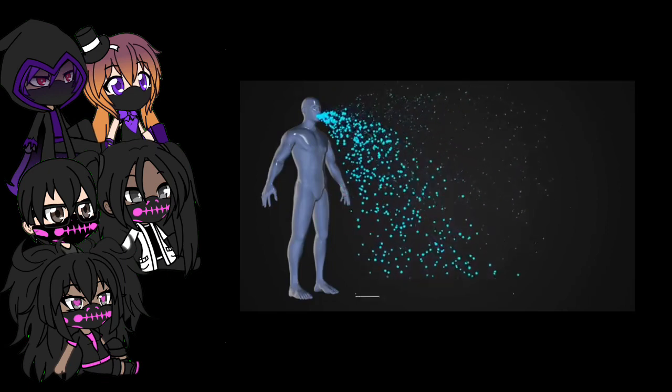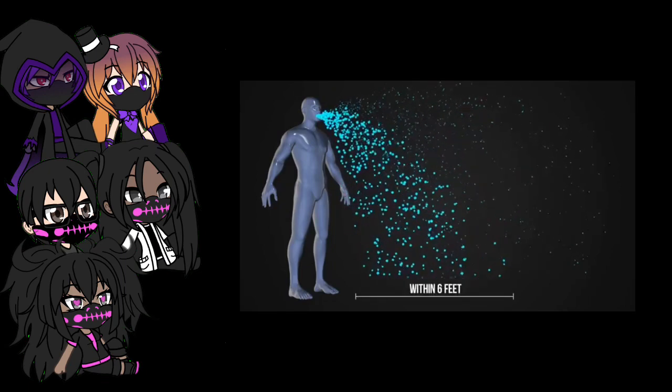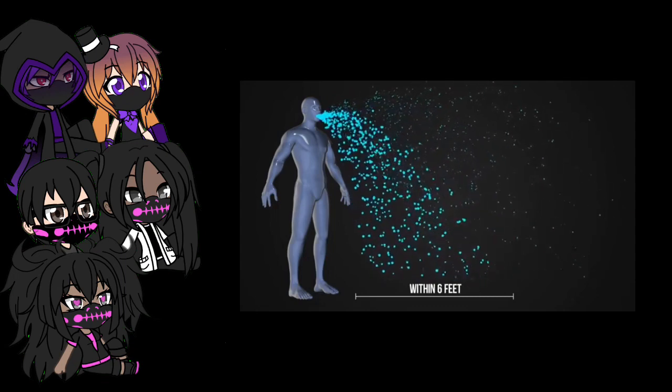The respiratory droplets expelled that are less than 5 microns, these are the ones that will stay suspended in the air, much like a fart.